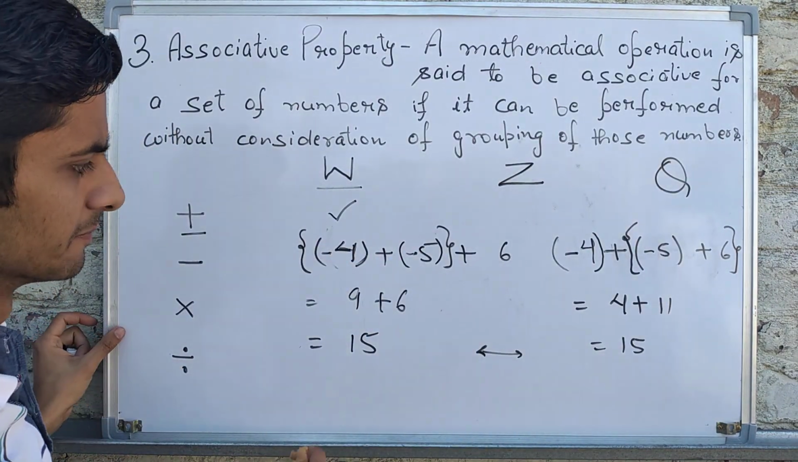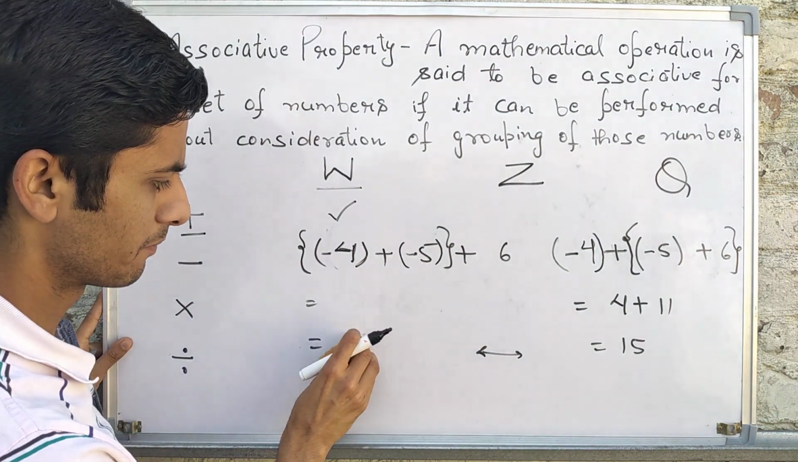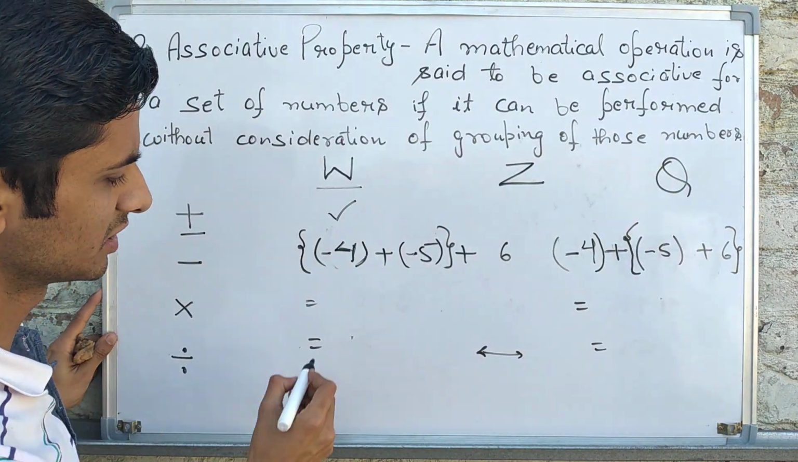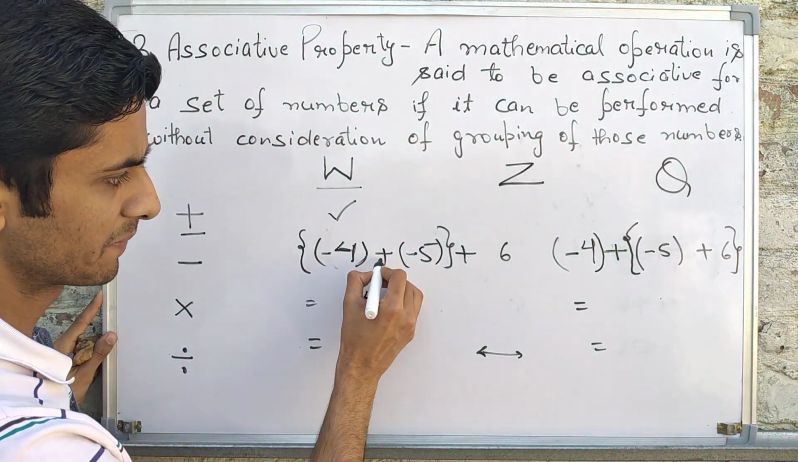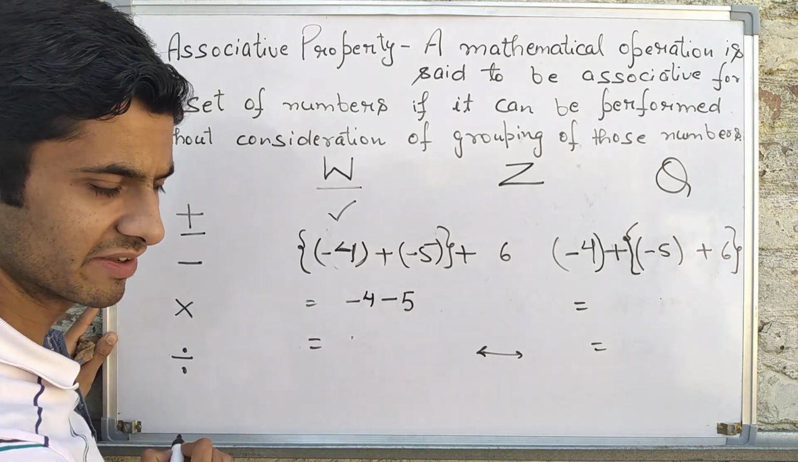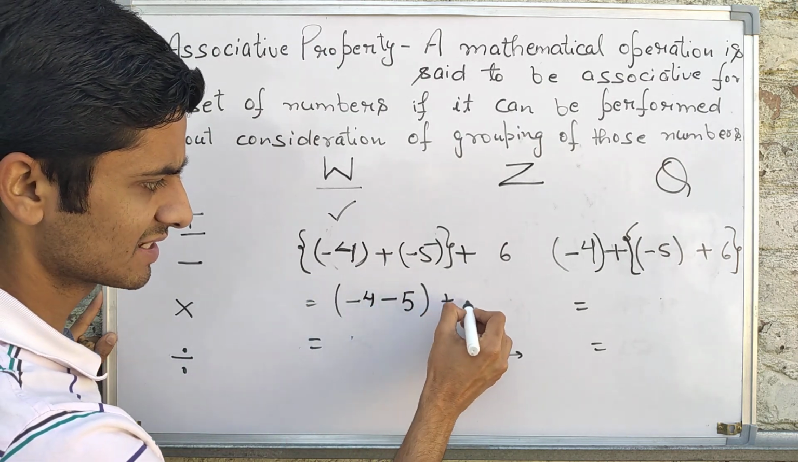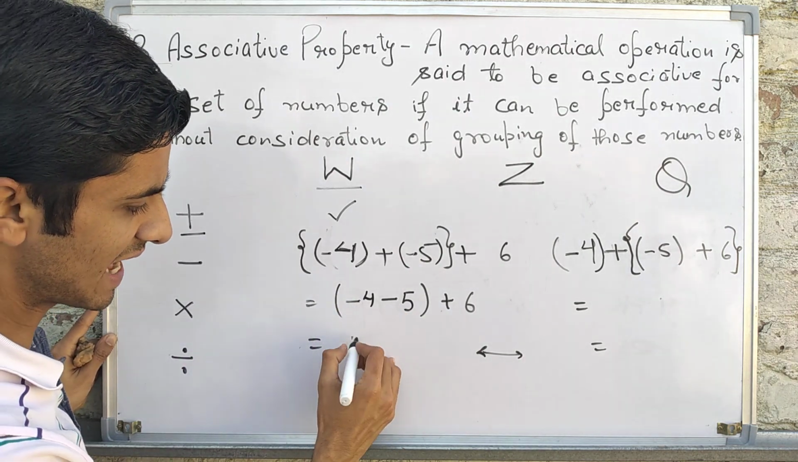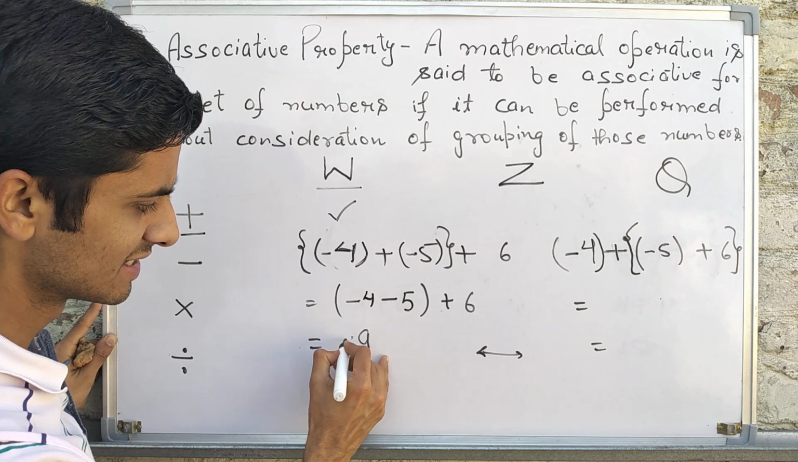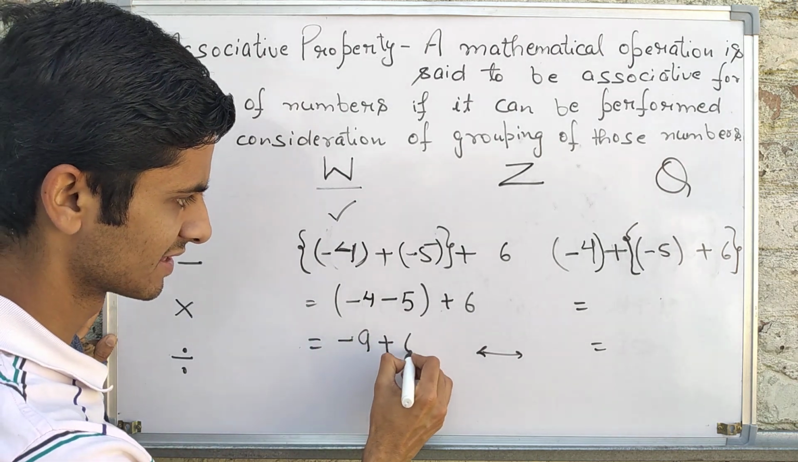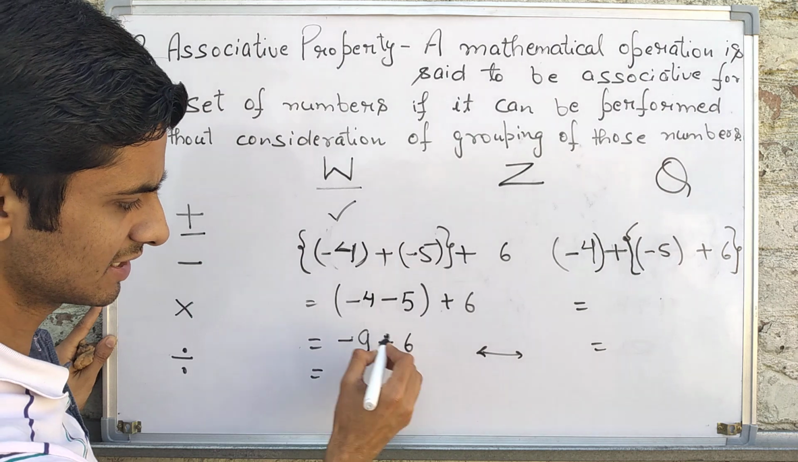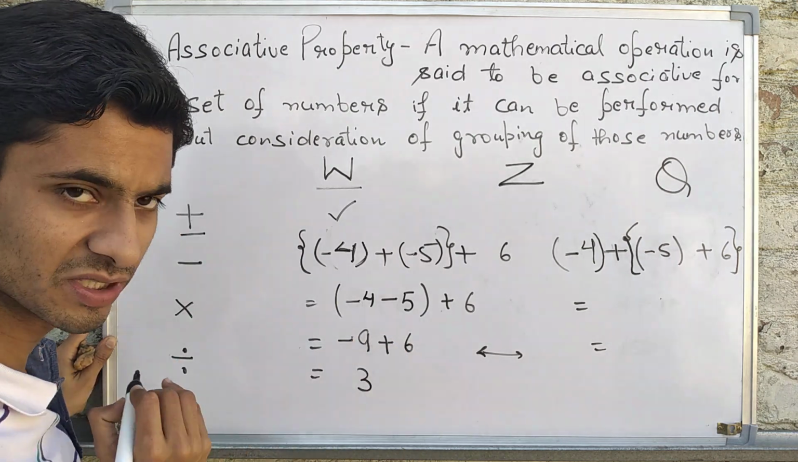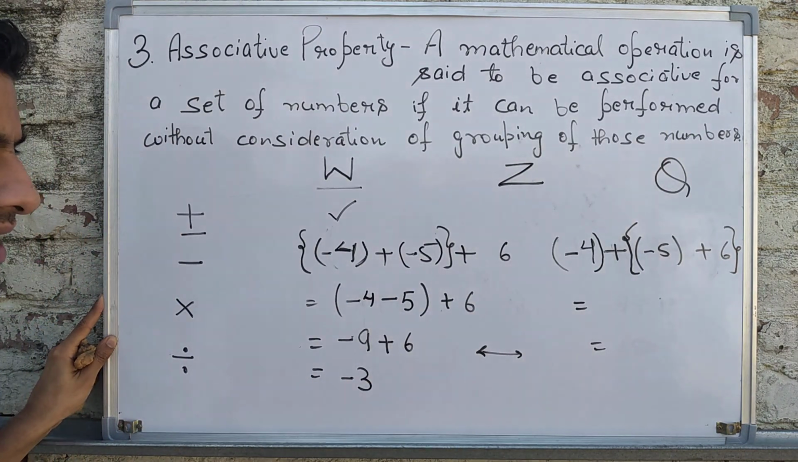Now let us try to solve it. Okay, -4. Let us first of all open the bracket. It will be -4 plus -5 plus 6. -4 and -5, both the numbers are negative, so we will add it. 5 plus 4 comes out to be 9. Sign will be negative. Plus 6, minus 9 plus 6. One number is negative, one number is positive. We will take the difference. Difference comes out to be 3 and we will place the negative sign along.